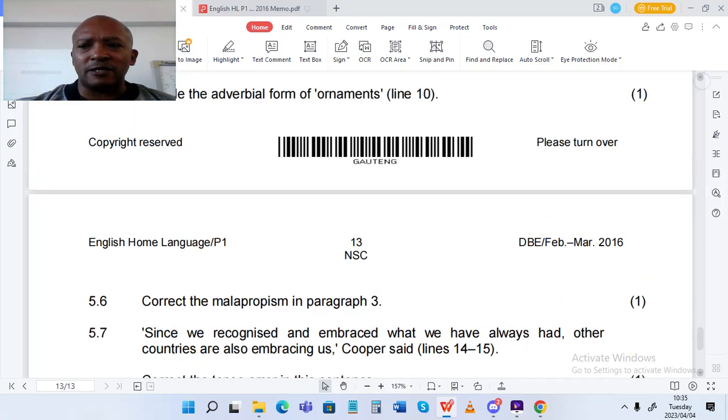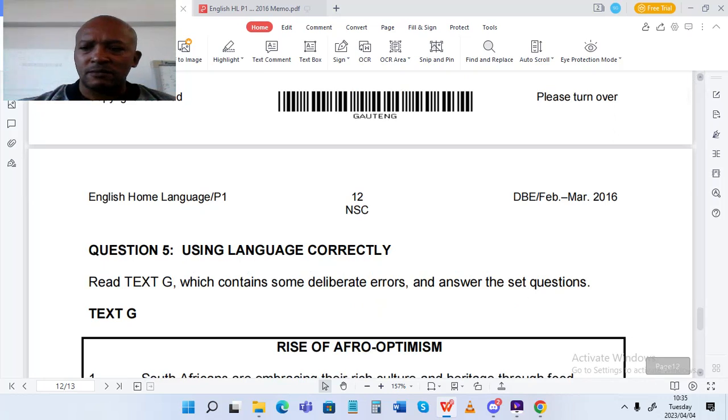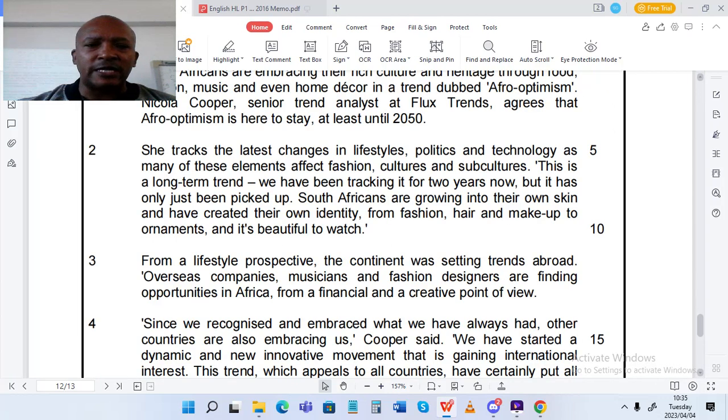In paragraph 3, let's go there, 5.6. Then they say corrected. Okay, here we go. So they're saying, from a lifestyle perspective, the continent was setting trends abroad. Overseas companies, musicians, and fashion designers are finding opportunities in Africa from a financial and a creative point of view. Which word was incorrectly used?